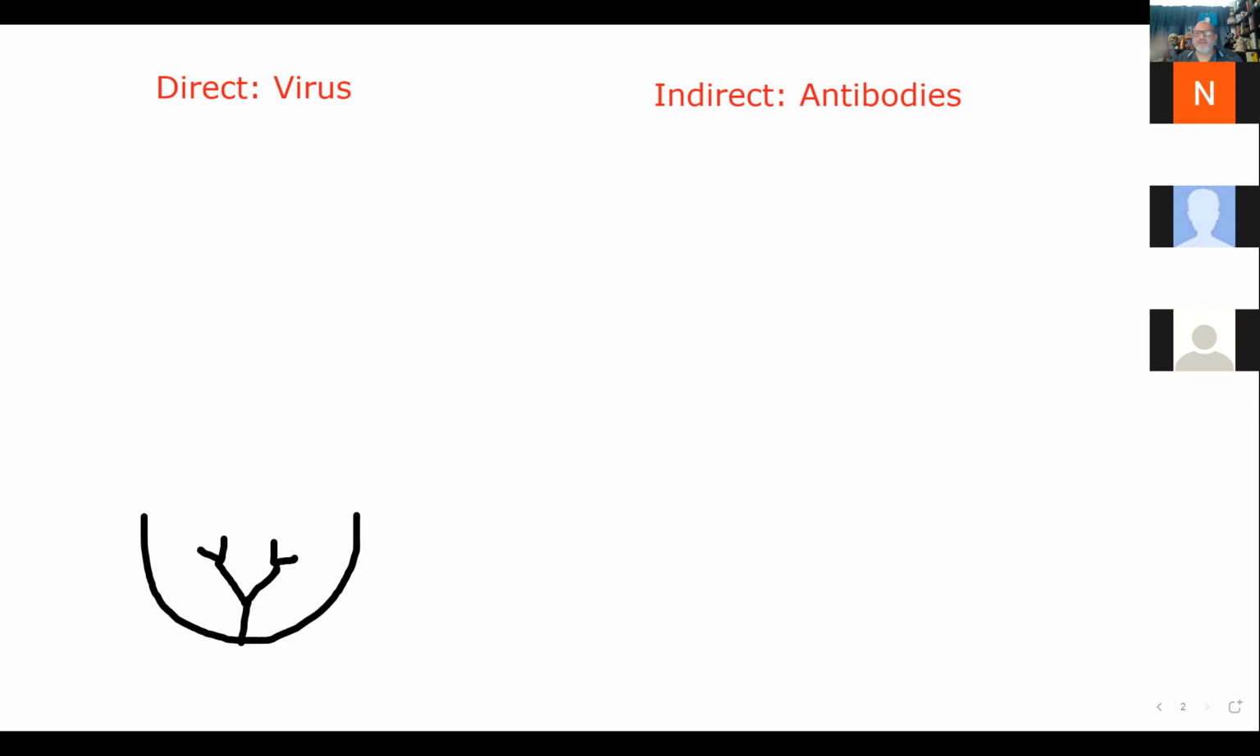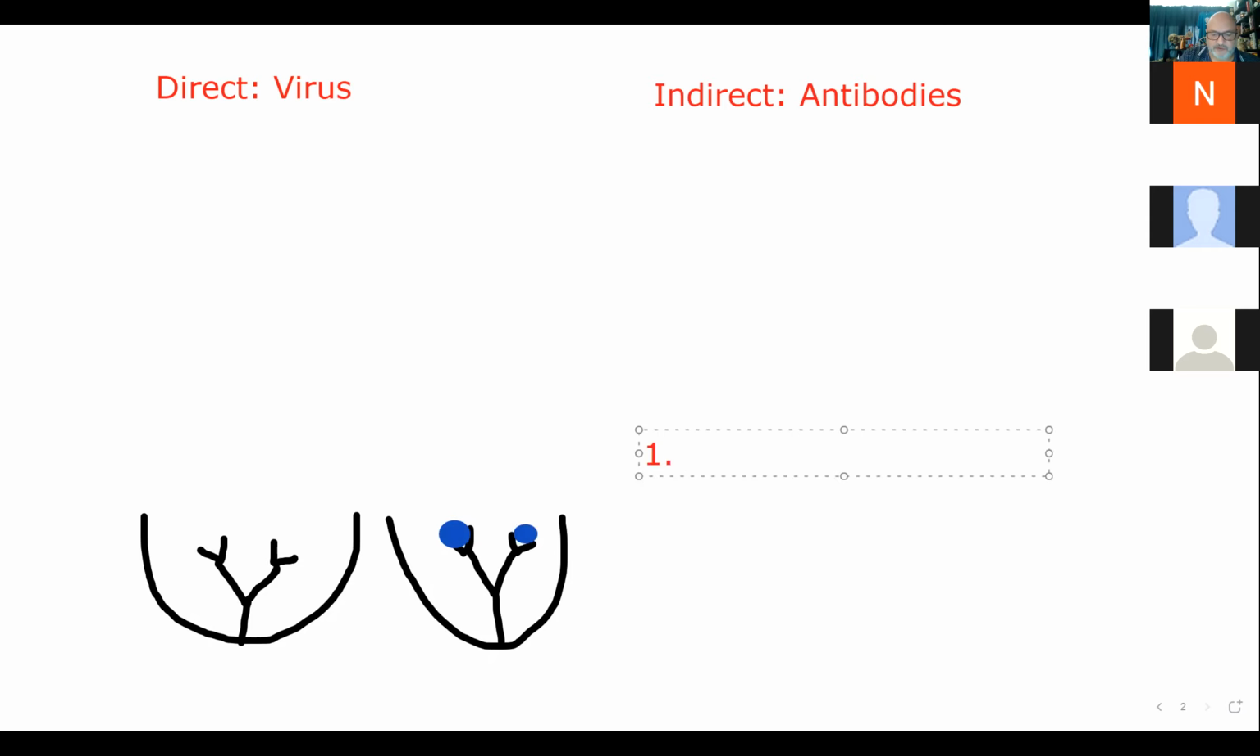Then you put your solution in there, let it sit, and rinse it out. Let's look at two side by side. If the solution doesn't have the virus, then clearly there's nothing to bind to that antibody. However, if the solution does have the virus, then the virus will bind to the antibody on the surface. So step one is the fluid, the blood or body fluid that you're testing.